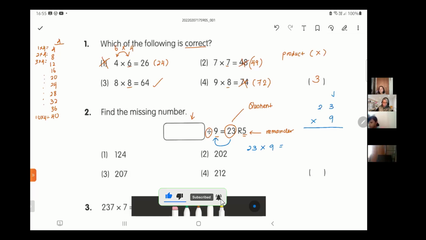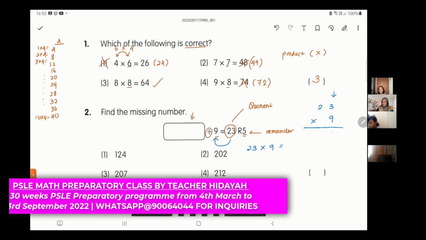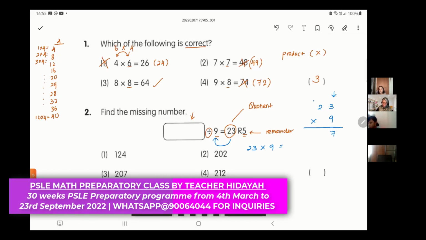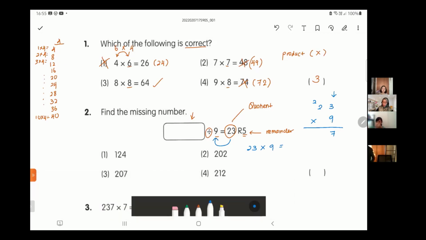23 times 9, this is the working. Start with your ones. 3 times 9 is 27. 7, 2. 9 times 2 or 2 times 9 is 18. Plus 2 is 20. 207. Then what do I do? This remainder, I need to take my 207 plus my 5 remainder equals 212. The answer is number 4.